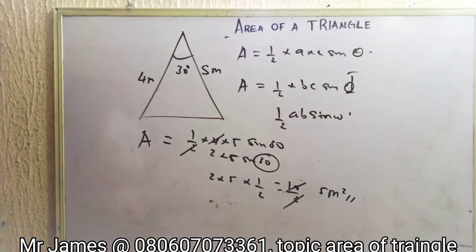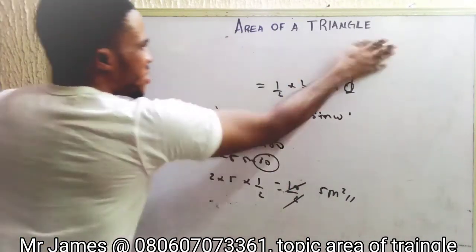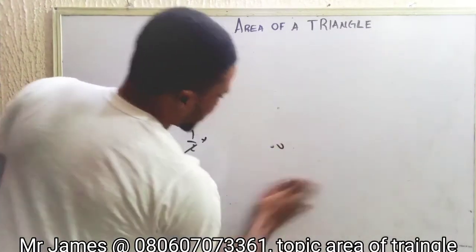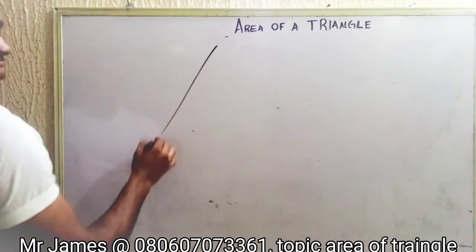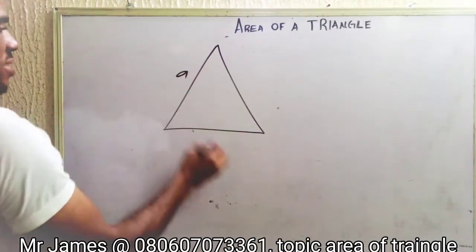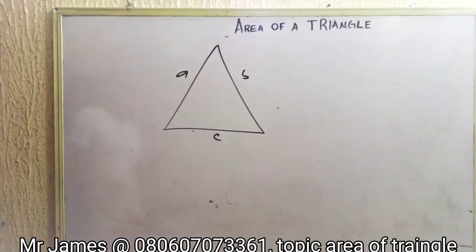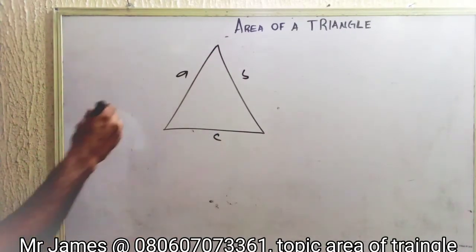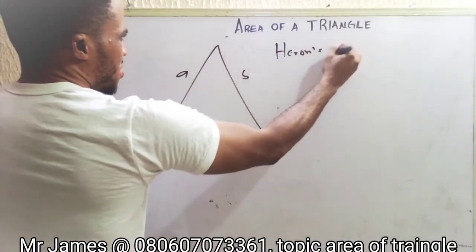Now let's take a look at the third case. In this third case, you will be given the 3 sides of the triangle without the height or any angle. Let's take a look at it. I have a triangle this way, and this is side A, side B, and side C, and I'm required to find the area of that triangle. So I will use Heron's formula.